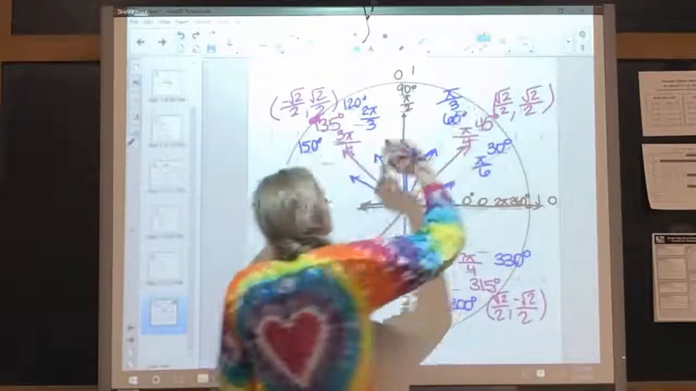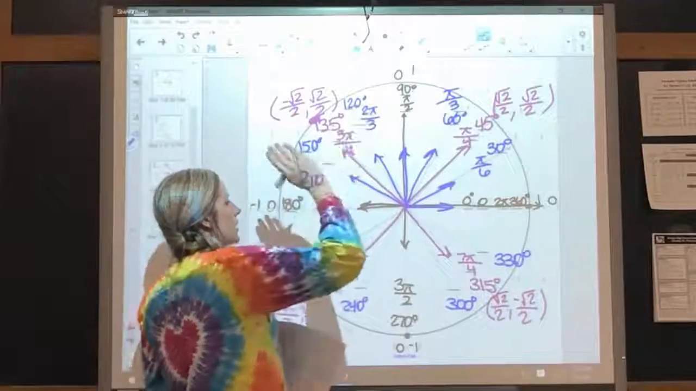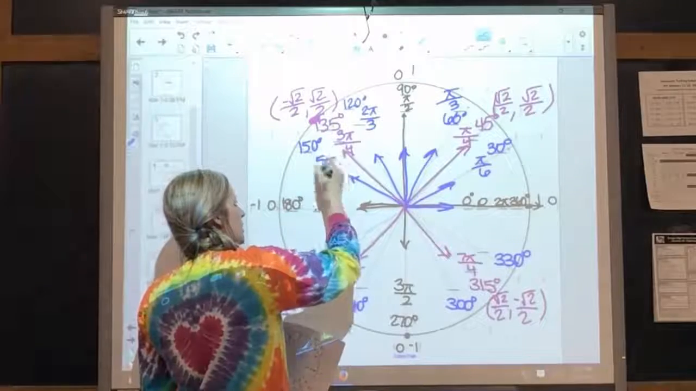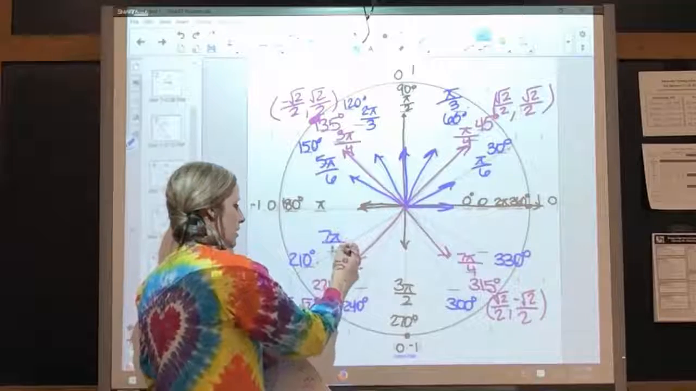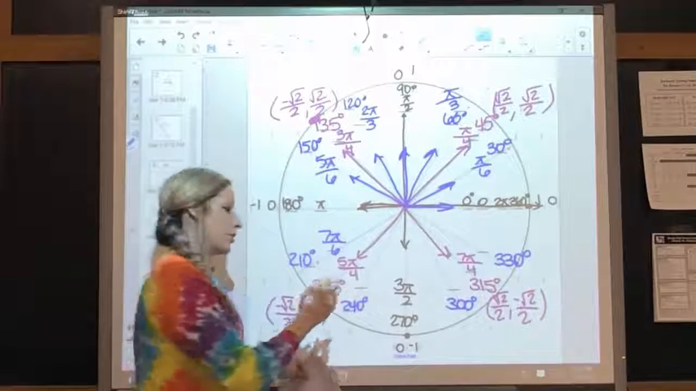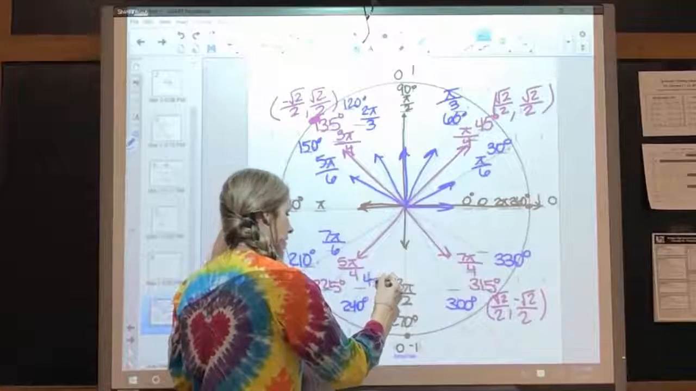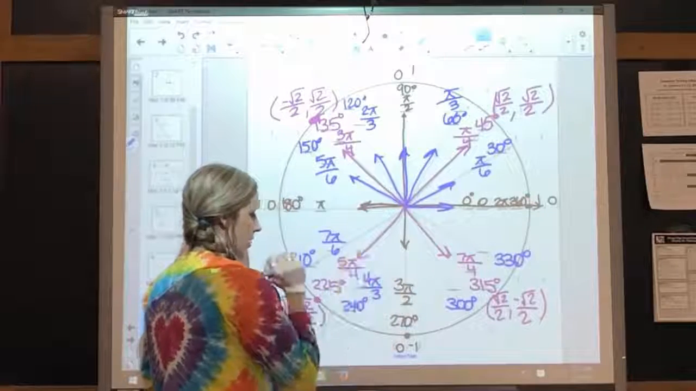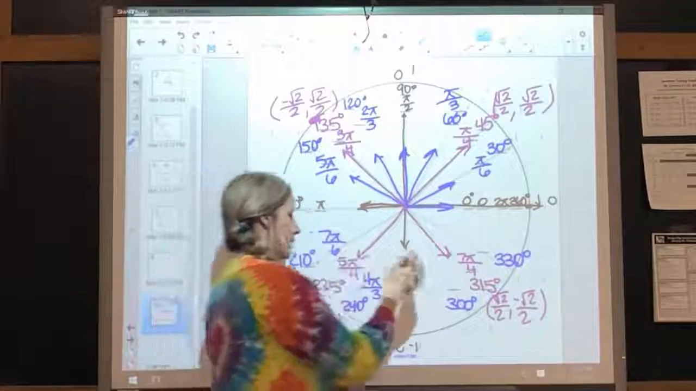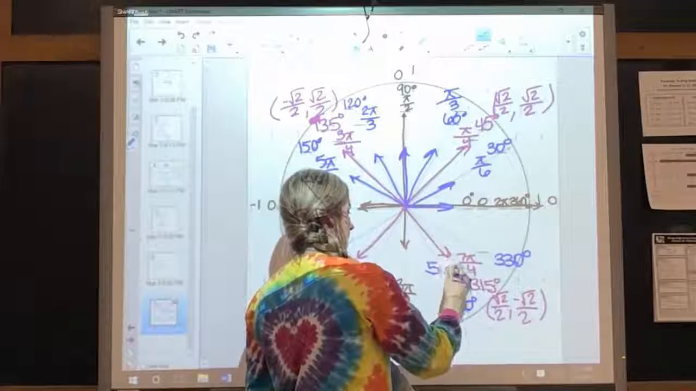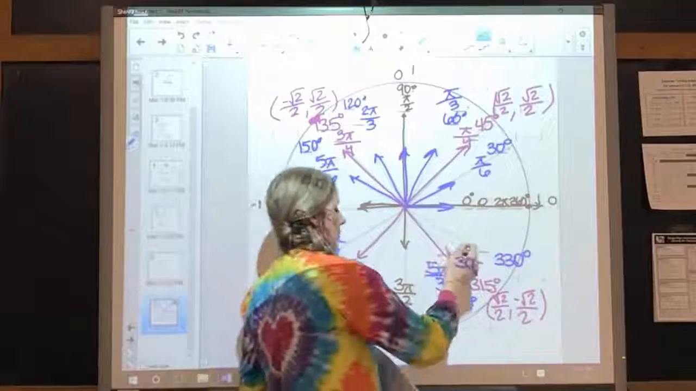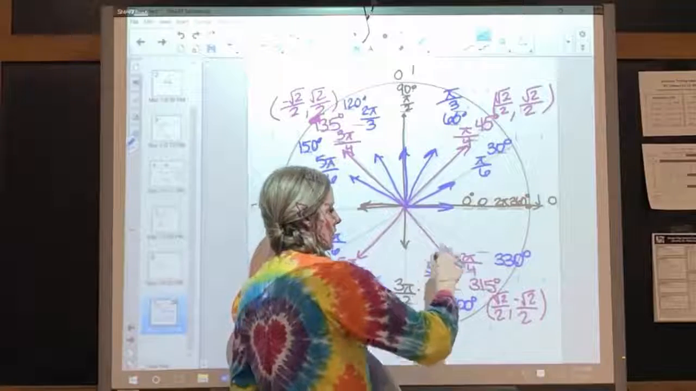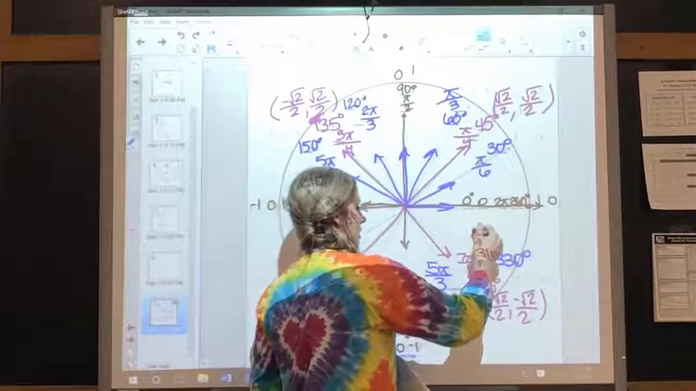Okay, so we have 4 pi over 6, 5 pi over 6, 6 pi over 6, 7 pi over 6. 8 pi over 6 will reduce to 4/3. 9 pi over 6, 10 pi over 6 will reduce to 5 pi over 3. And then 11 pi over 6.